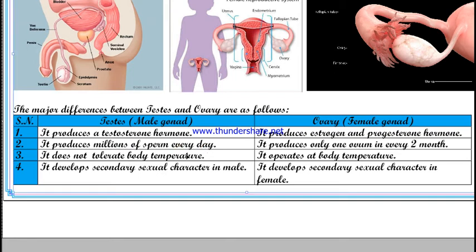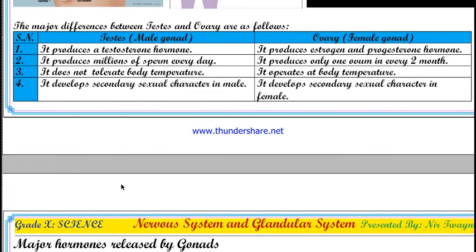So each ovary releases an egg in roughly a 2 month time period, but testes release millions of sperm every day. And the next difference is testis does not tolerate body temperature, but ovary operates at body temperature. And next, testis develops secondary sexual characters in male, and ovary develops secondary sexual characters in female. If testes are removed from a man by surgery, that will develop the man as a woman. He will remain a man, but his behavior, his interest, his talking style, everything will be like a woman, and he will lose any interest in women. Such persons are also called eunuchs.